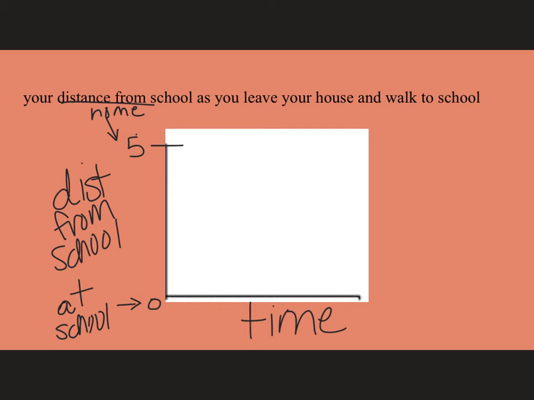So if we're talking about you leaving your house and walking to school, you're here at home. And you gradually start walking to school, so then you'll end up at school, which is here. But the time has gone by, right? That's why the line has an angle to it, because the time is going by and you're moving away from home.